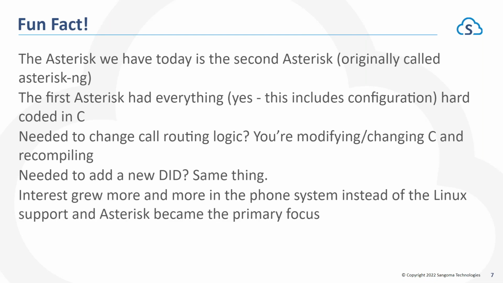In fact, the Asterisk we have today is kind of the second Asterisk, originally called Asterisk NG. The first Asterisk had everything, and this includes configuration, hard-coded in C. Mark's very comfortable in C, so it was fairly easy for him to just make configuration changes through changing the code and recompile. So that covered things like changing call routing logic, adding a DID, all of that stuff was hard-coded in that C. However, as time went on, more and more interest grew in the telephony side of things with Asterisk instead of Linux support. And so ultimately, Linux became the primary focus.